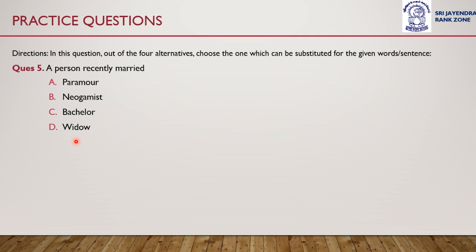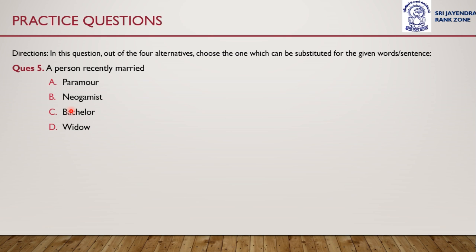Question number 5. A person recently married. Option A, paramour. Option B, neogamist. Option C, bachelor. And option D, widow.